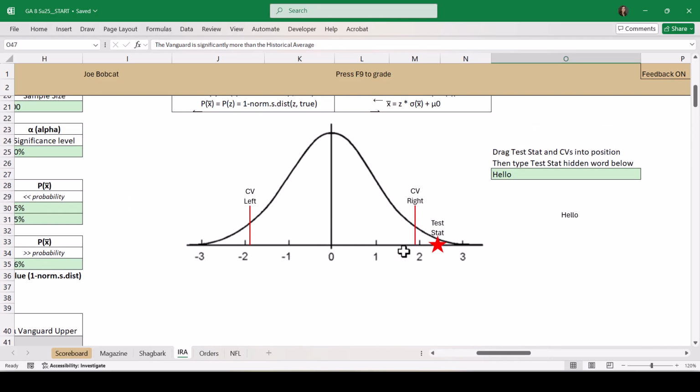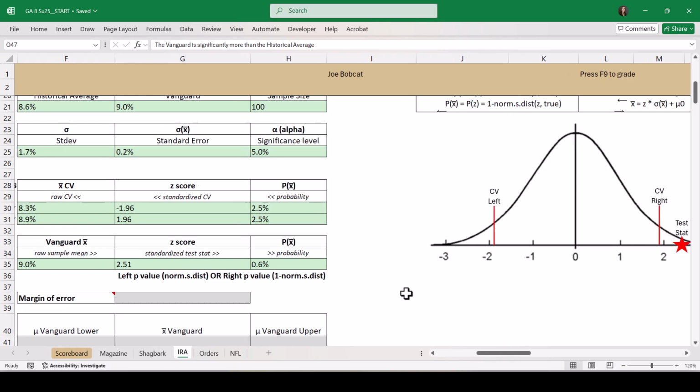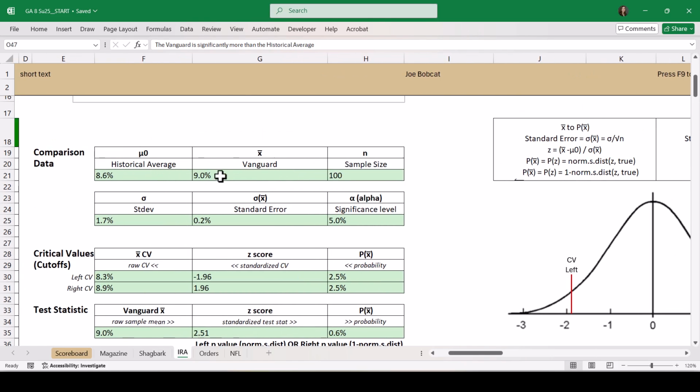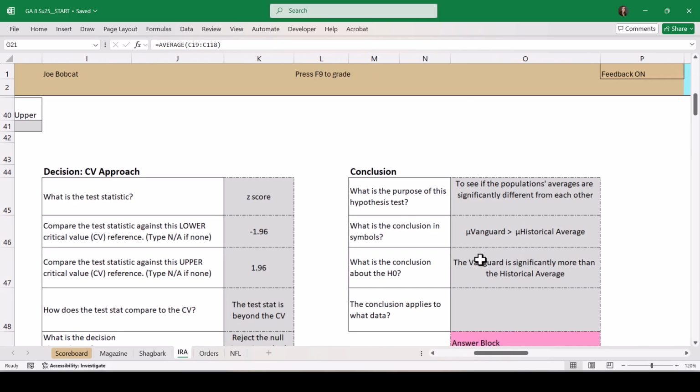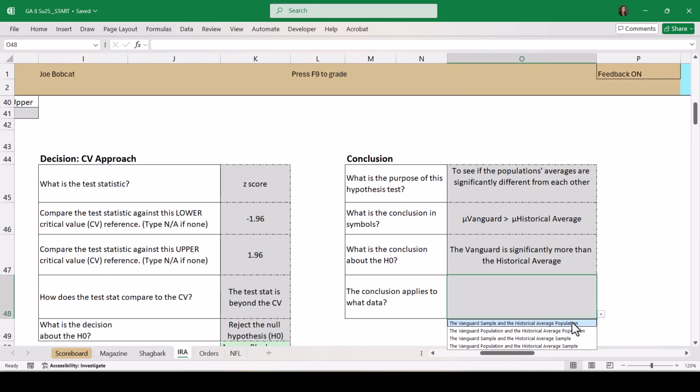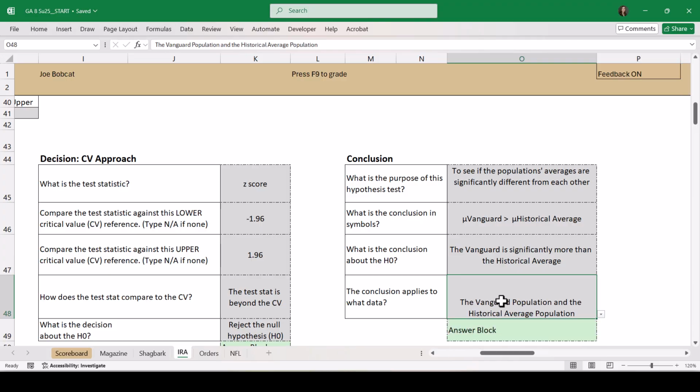And again, we know it's significantly more because our test statistic, which represents our sample mean, is in the right tail, or greater than. Also, just going back and looking at the means, Vanguard is significantly higher than the historical average. So the test is telling us that this difference that we observed is much greater than what we would expect from sampling error, and it suggests a true difference between Vanguard and the historical average. And again, this is inferential statistics, so we are generalizing beyond the sample to the population.